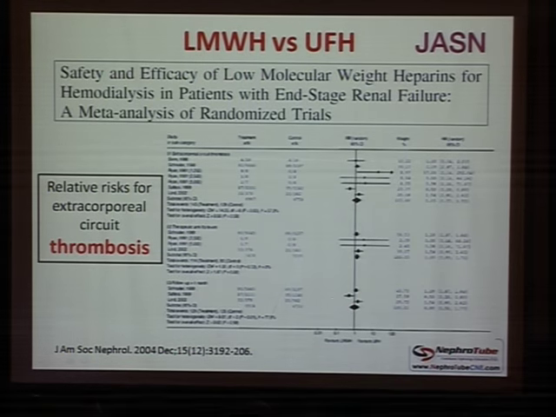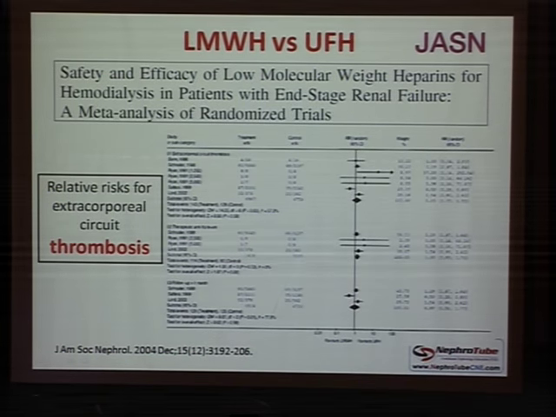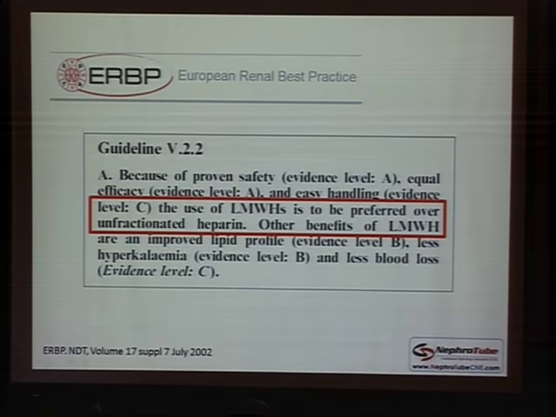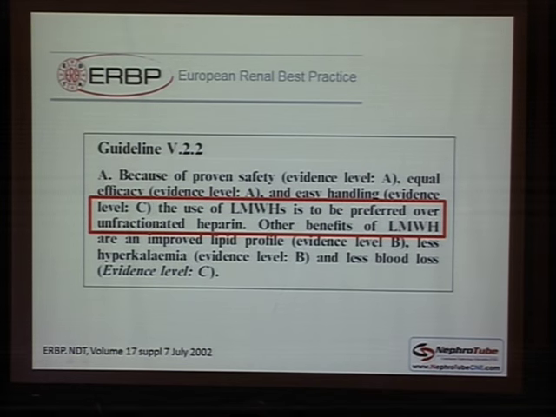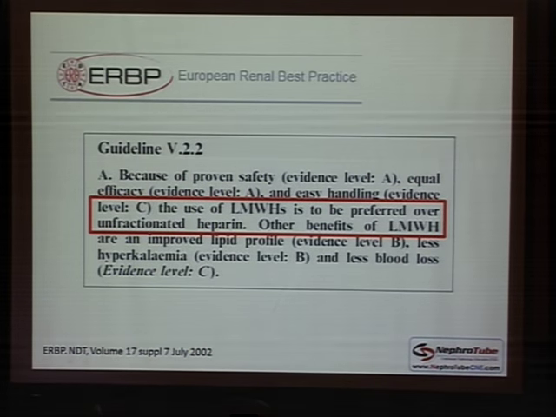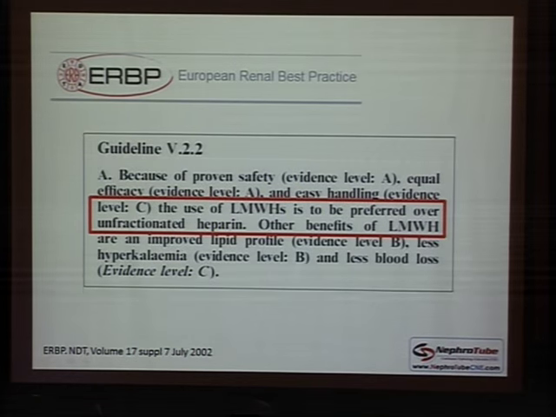There was no difference between low molecular weight heparin and unfractionated heparin regarding the incidence of thrombosis of the extracorporeal circuit. This is why the European Renal Practice Guidelines recommend low molecular weight heparin as the first preferred anticoagulant to be used during hemodialysis rather than unfractionated heparin.